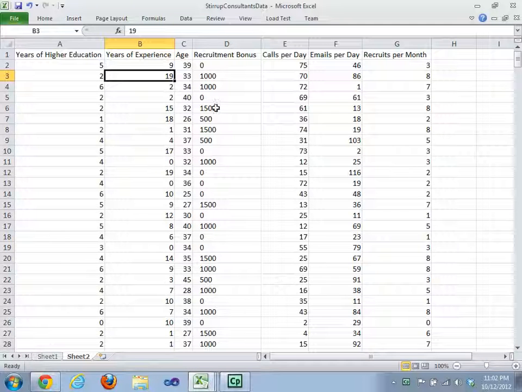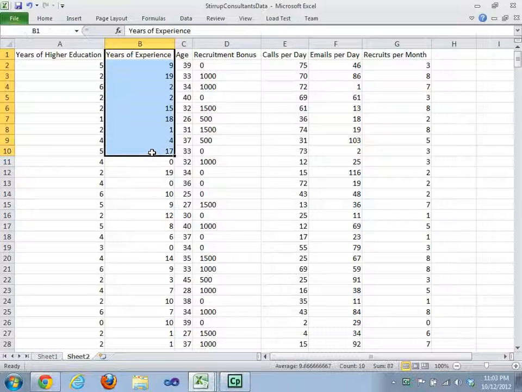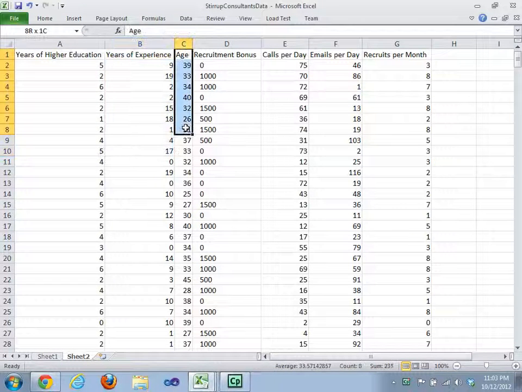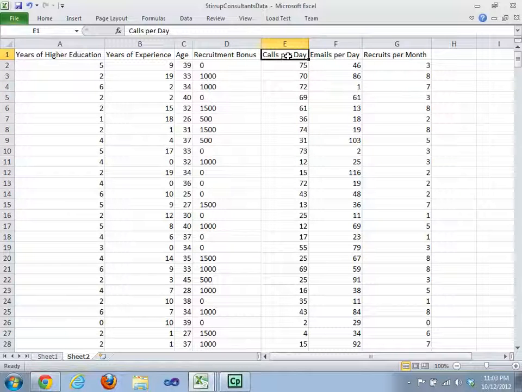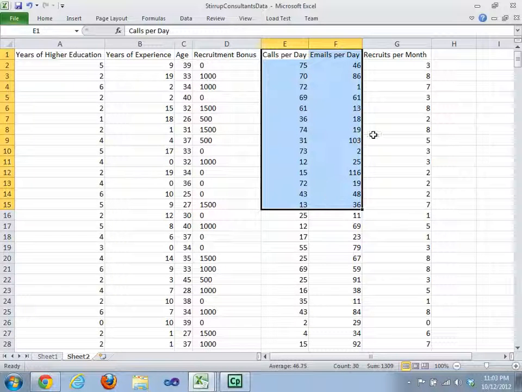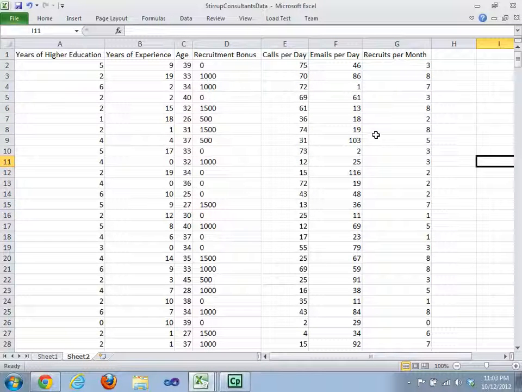So we have this huge amount of data. The first thing we need to do is figure out what is our Y, what is our output. And if we go through it line by line, we generally know how many years of education and how many years of experience someone has before the fact. We should know how old they are right now. We should know before the fact how much bonus we're willing to pay. And we can kind of tell them how many calls and or emails to send a day. The one thing we don't know until the end is how many recruits they can make per month.